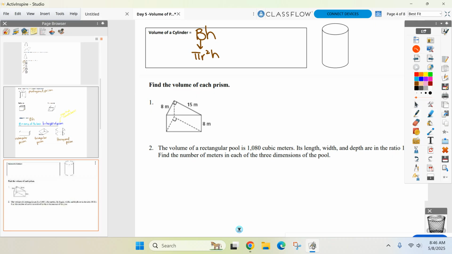All right, let's see what we can do. Let's find the volume of this prism here. First, what type of prism is it? Triangular. All right, so the volume formula, capital B, the area of the base, times the height. Capital B is the area of the base. What shape is the base again? A triangle. We just finished all this work, didn't we? We just took a darn quiz on it. What's the area of a triangle?